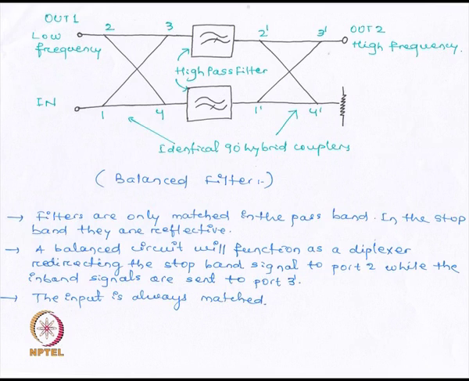A similar circuit is what is called a balanced filter. Now, a filter by definition is not matched at all frequencies. For example, a high pass filter will reflect back low frequency signals and only allow high frequency signals to pass through. The principle for a balanced filter is exactly the same as that for a balanced amplifier. That is, at port 2 the reflected waves add constructively and at port 1 the reflected waves add destructively. As a result, even though a filter is fundamentally not matched for low frequency signals, at the input port we will not see any reflected signals. Hence, the input port remains matched over a wide frequency range.